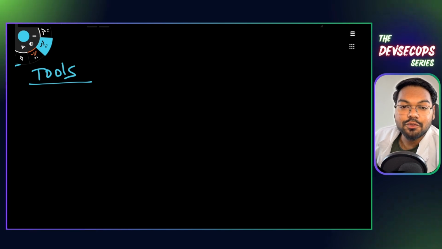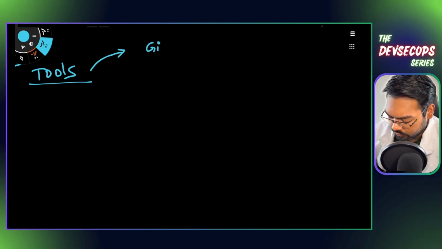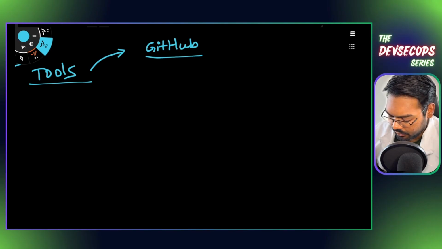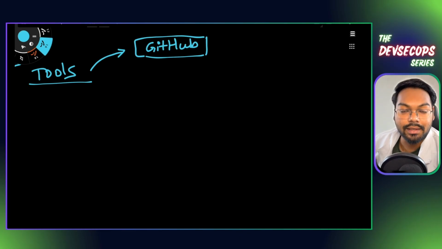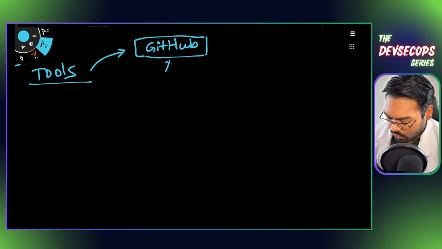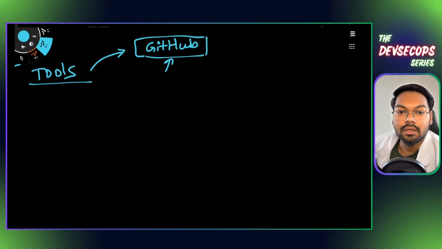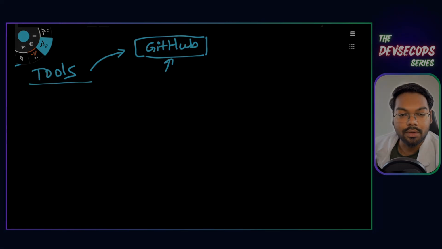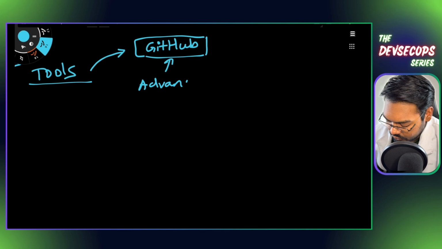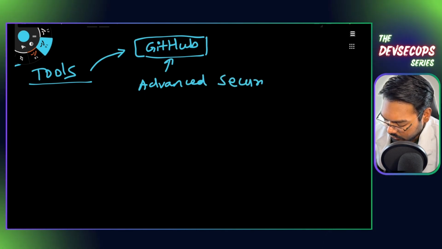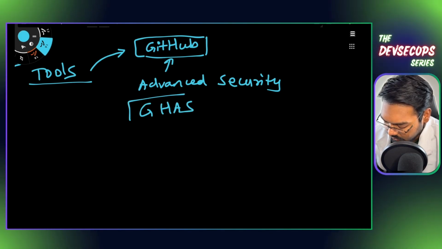So let's talk about the very first tool that you need to be aware of. You might have heard that most people host their repositories on GitHub, right? So it is a major platform. You might be using GitLab or any other thing, but most organizations go with GitHub. So there is something that they developed for keeping everything a bit secure. What is that? It is GitHub Advanced Security. You might have heard the word GHAS, GitHub Advanced Security.